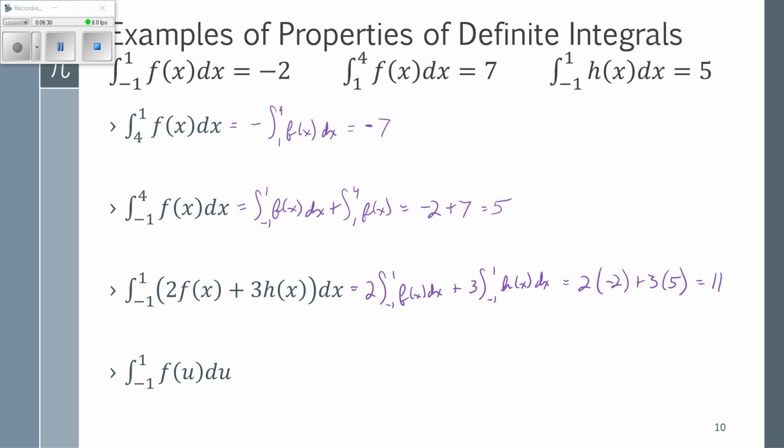And then the integral from -1 to 1 of f of u du is actually going to be exactly the same as if that was an x. It's -1 to 1 of f of x with respect to x. Because the name of the variable wouldn't change what the graph would look like. It would still be the exact same looking graph, which gives me the exact same areas. So -2.